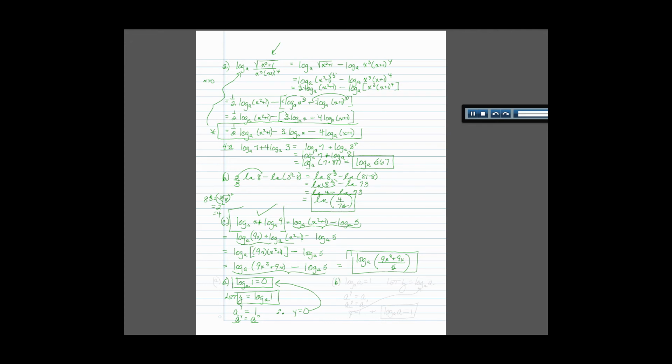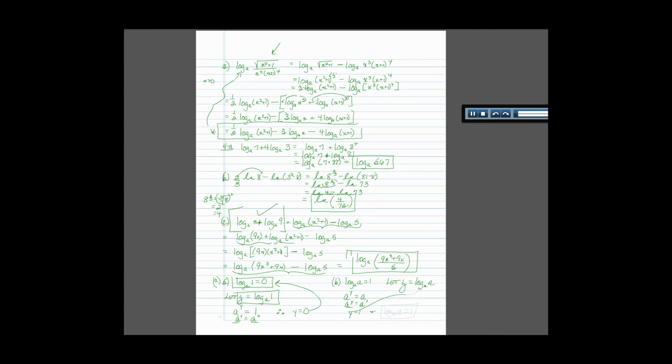So let's look at B. That was A, by the way. It says show that log base A of A equals 1. Well, again, let y equal log base A of A. Now write it exponentially. That would be A to the y equals A. So A to the y equals A to the 1. Same bases, therefore y equals 1.